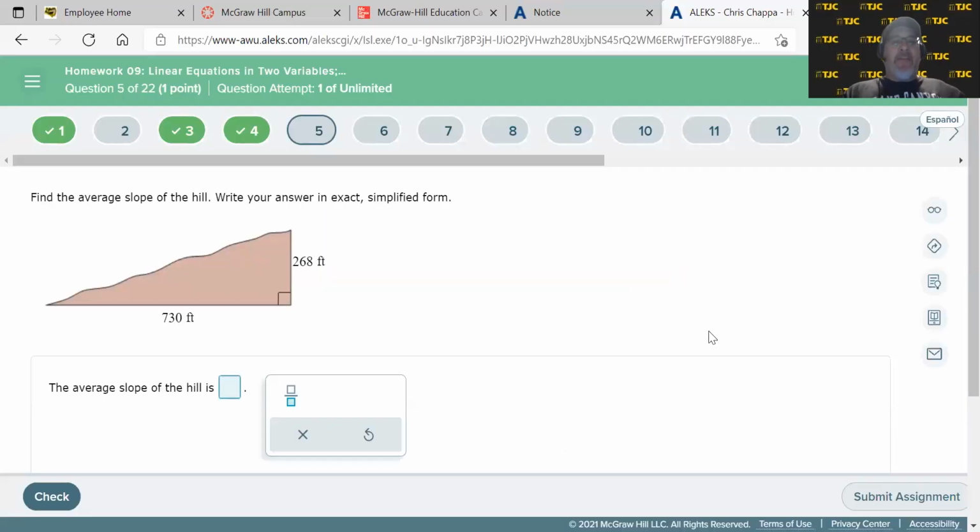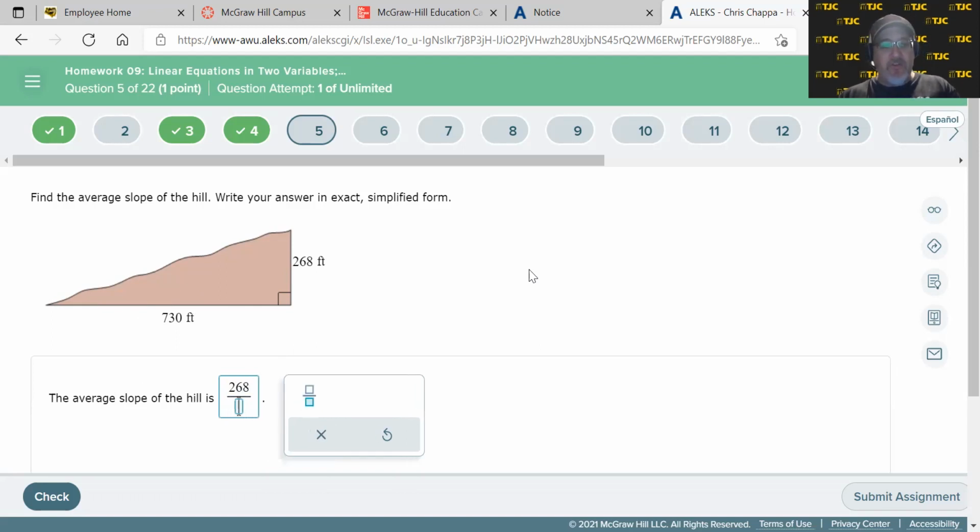Find the average slope of the hill. Write your answer in exact simplified form. Now notice we're not on a graph. We're not given any x's and y's, but we are told to get from the bottom of the hill to the top of the hill in terms of horizontal and vertical displacement. We have to travel 730 feet to the right, so that's a run, and 268 feet up, that's a rise. Well, if we want slope, it's just rise over run, 268 over 730.